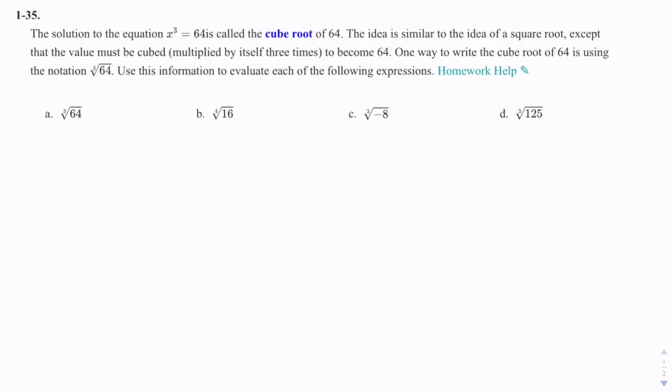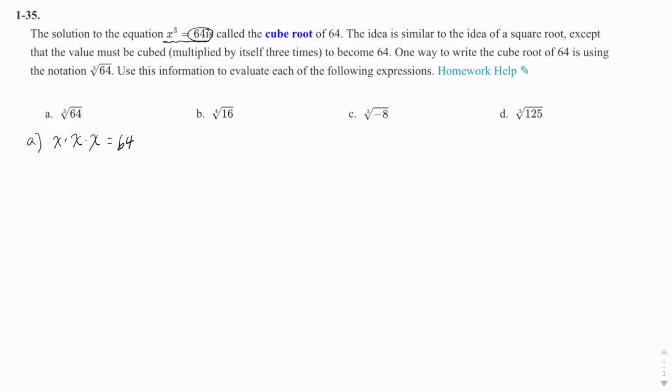Okay, for 135, they give us an example. They say the solution to the equation x to the third equals 64 is called the cube root of 64. So basically they're saying cube roots are something times itself 3 times gives you that value of 64, right? So let's figure this out. So I need a number for part A that when multiplied by itself 3 times, like x times x times x, comes out to be 64, right?